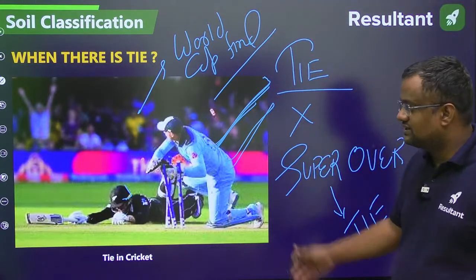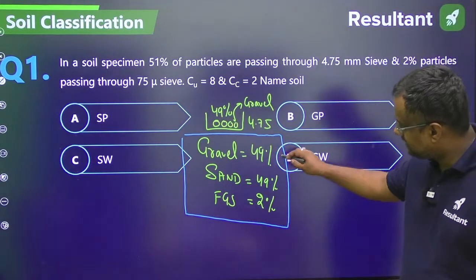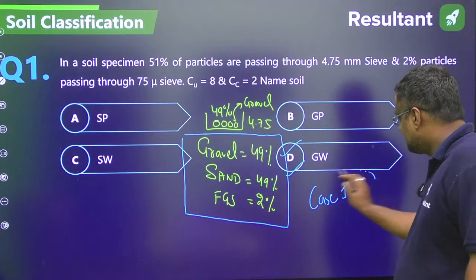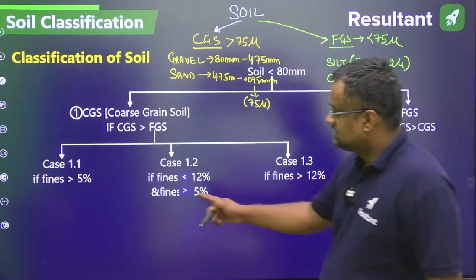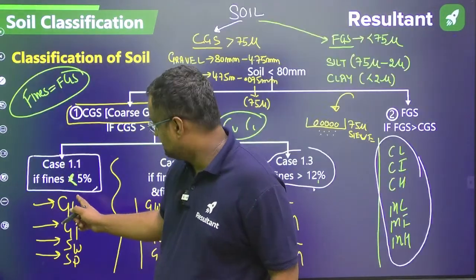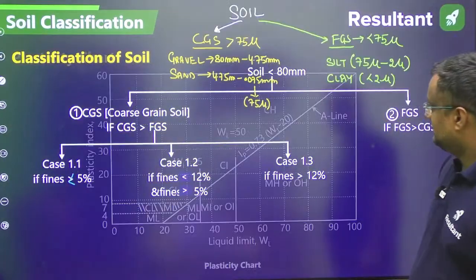On the basis of more boundaries England scored, they were declared the winner. Here also there is a tie, 49%, 49%. This is case 1.1, fines less than 5%. Fines are only 2%. So either the name will be GW, GP, SW, SP.